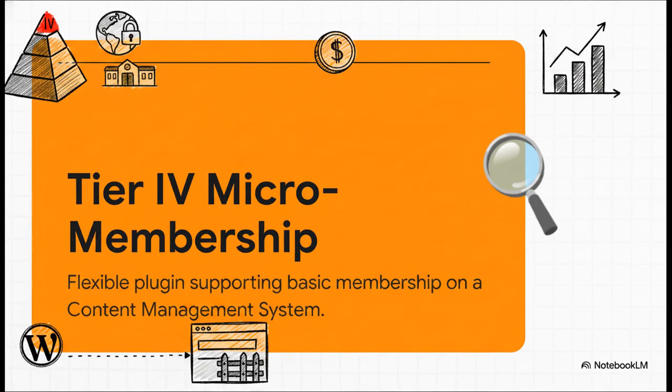Now, what exactly is this platform? According to our SmartThoughts tier classification framework, WishList Member sits as a Tier 4 micro-membership software. So what does that mean for you? It means it's not your traditional, massive, all-in-one association management system. It's really positioned for micro-associations, specifically those with operating budgets under $1 million. Its primary job: helping organizations monetize their existing WordPress site by transforming it into a protected, revenue-generating membership platform.